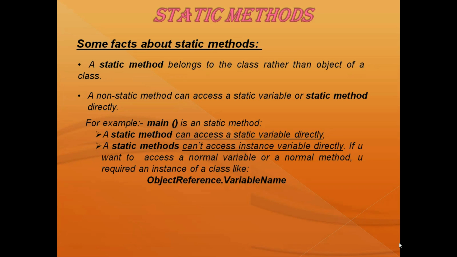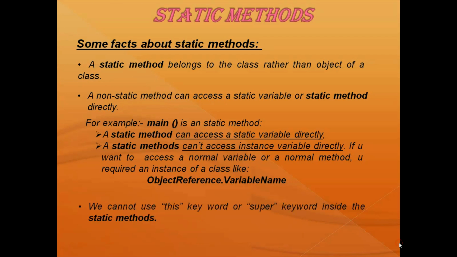Means if you want to access a normal variable or normal method, you require the object that controls those normal variables or normal methods. We cannot call a normal variable or method without having an instance of a class, like object reference dot variable name. And we cannot use the this keyword or super keyword inside static methods because these keywords refer to the object. About the this keyword we will discuss in my next video.